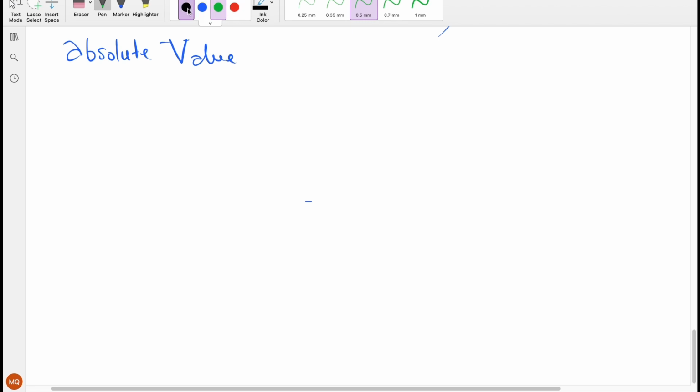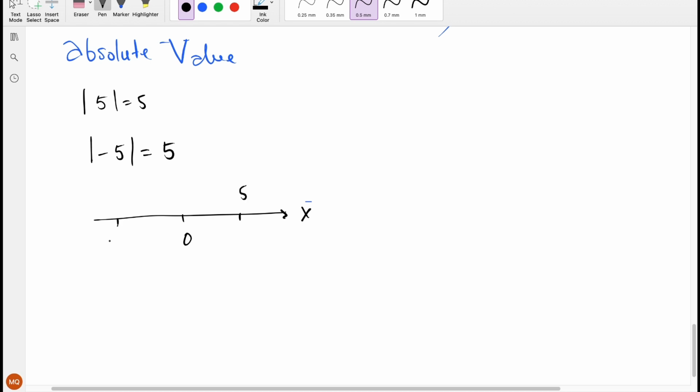Okay, when you have absolute value, it means that the absolute value of 5 is equal to 5. The absolute value of negative 5 is equal to 5. So you can see that both of them are equal to each other. Let's look at them on the x-axis. Here is 0, here is 5, here is negative 5. Actually, absolute value shows the distance between this coordinate and 0. So here is 5, the distance is 5, and this distance is also 5. That's why the absolute value of 5 and negative 5 are equal to each other.